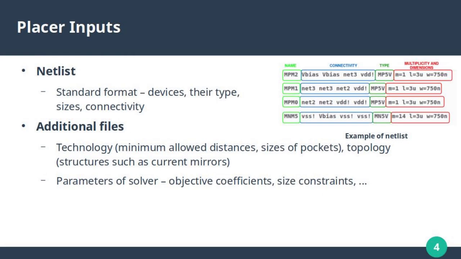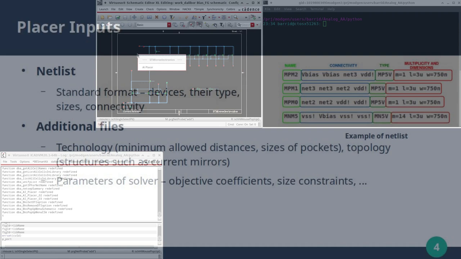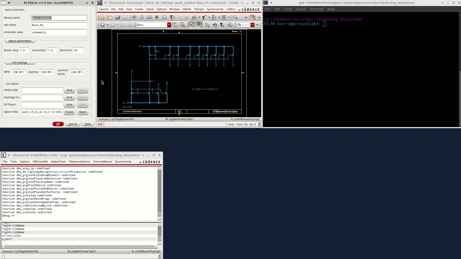The main input is the netlist, which is a standard format which describes devices, their type, size and connectivity, and can be seen in the top right part of the slide. Additional files describe the used technology, which determines the minimum allowed distances and sizes of so-called pockets around devices, or the topology file, which describes higher level structures such as current mirrors. Lastly, the user controls parameters of the solver such as coefficients of the objective functions or size constraints on the final circuit's area. In this demo, we can see the Cadence environment, an example schematic, and the pop-up window which controls the placer.